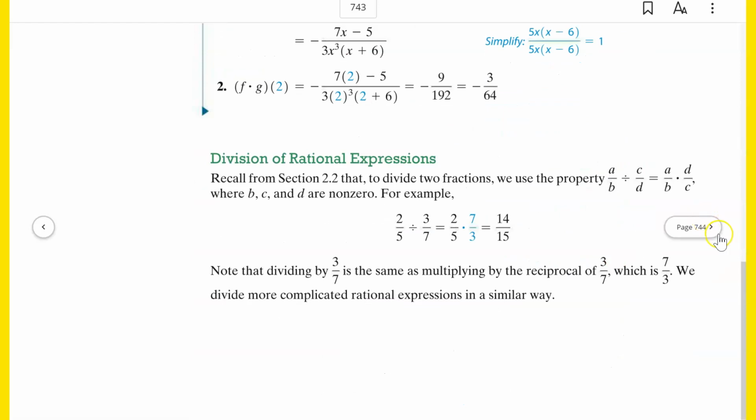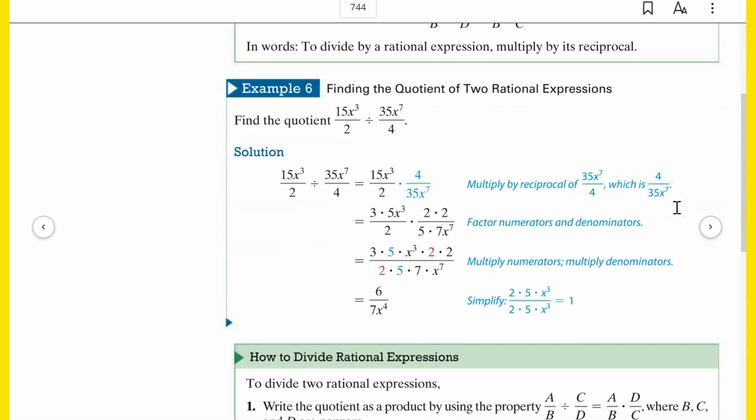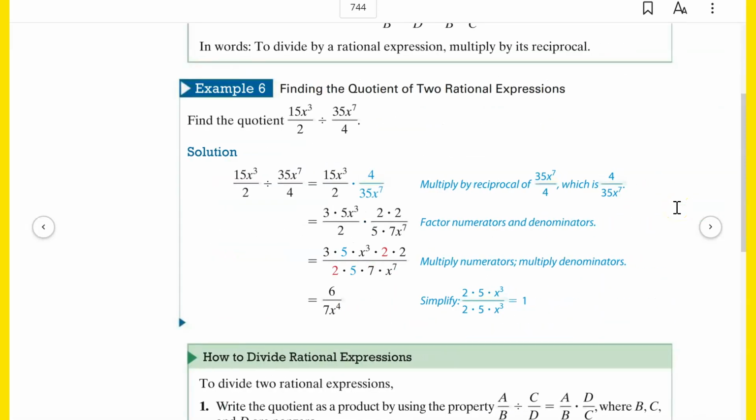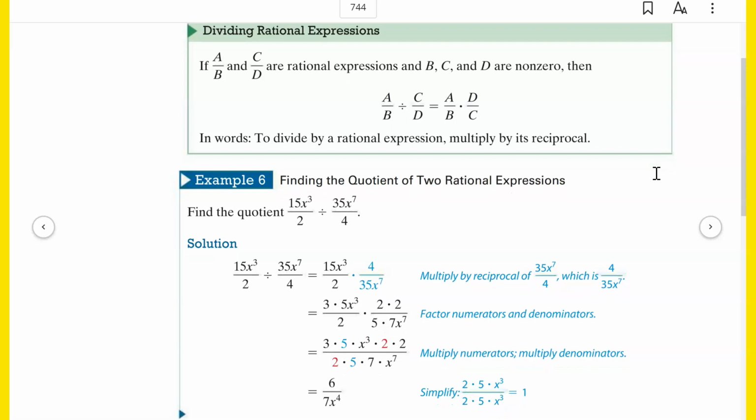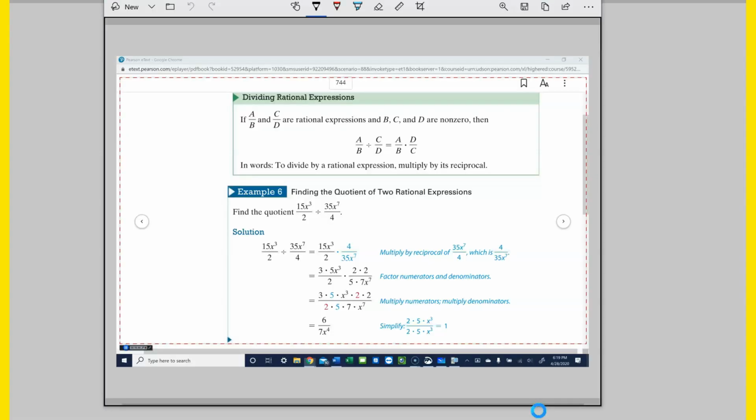Okay, let's see. Now we're going to talk about dividing. If you can multiply, you can divide. Dividing fractions is going to be the same kind of process as multiplying fractions. Why? Let's remember, how do we divide fractions? Some of you call it keep, change, flip. Others of you call it multiply by the reciprocal. Okay, so let me show you what I mean by that.